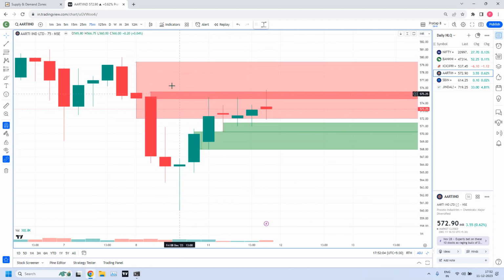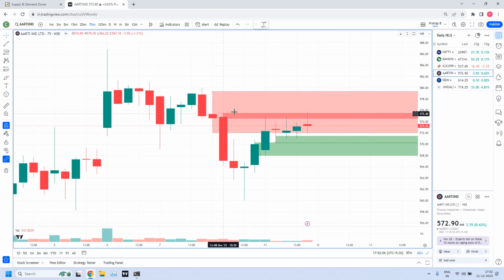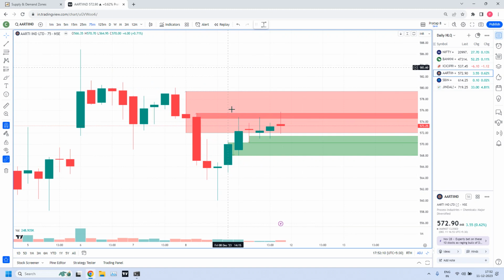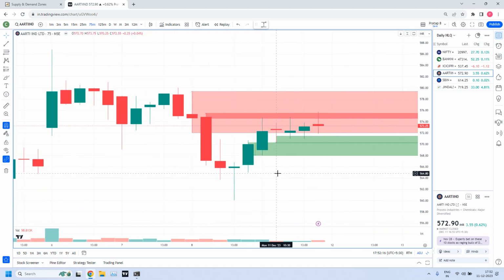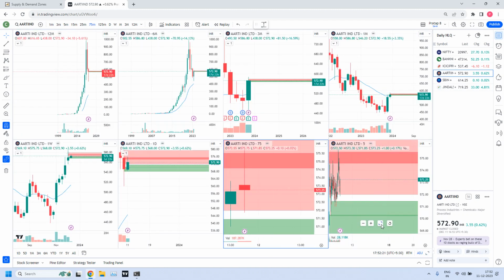Because the risk is very high, what do we do? Mostly we use 75-minute zones as HTF zones, higher time frame zones. So we go one step below, that is 15 minutes. If the risk is minimal, you can take an entry. Otherwise, you have to further fine tune to the 5 minutes level.